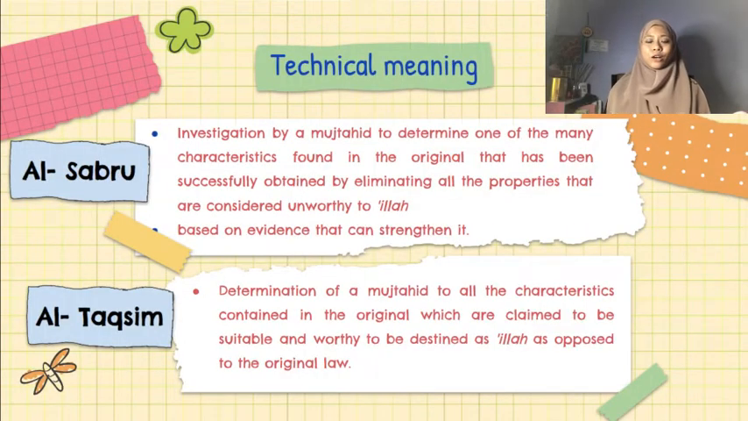What is the technical meaning of as-sabru wa taqsim? As-sabru is an investigation by a mujtahid to determine one of many characteristics he found in the original that has been successfully obtained by eliminating all the properties that are considered unworthy to illah based on evidence that can strengthen it. While at-taqsim is the determination of a mujtahid to all the characteristics contained in the original which are claimed to be suitable and worthy to be distinct as illah opposed to the original law.